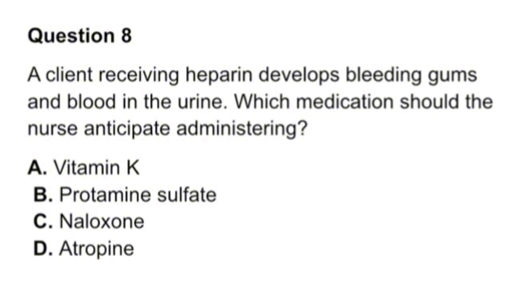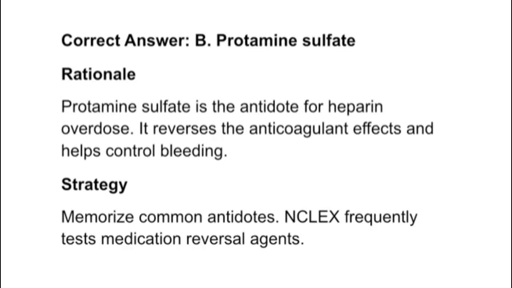Question 8. A client receiving heparin develops bleeding gums and blood in the urine. Which medication should the nurse anticipate administering? A. Vitamin K. B. Protamine sulfate. C. Naloxone. D. Atropine. Correct answer, B. Protamine sulfate. Rationale. Protamine sulfate is the antidote for heparin overdose. It reverses the anticoagulant effects and helps control bleeding. Strategy. Memorize common antidotes.